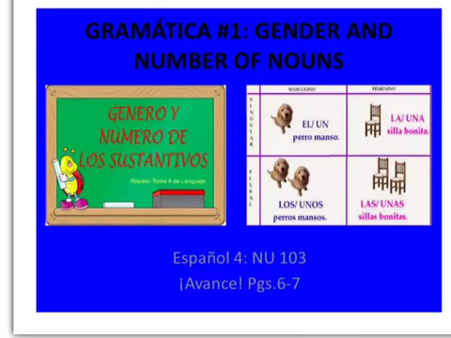Hola clase. Today we're going to be talking about the gender and number of nouns. Gender meaning masculine or feminine, and number meaning singular or plural. All this information can also be found in your Avance textbook, the Blue Book, on pages 6 and 7. Comencemos.